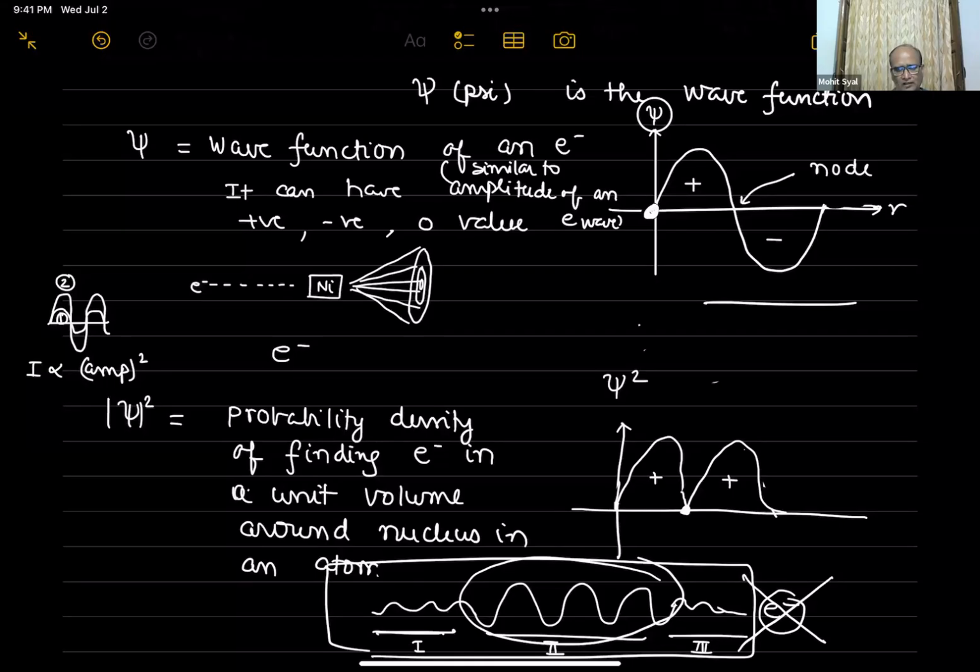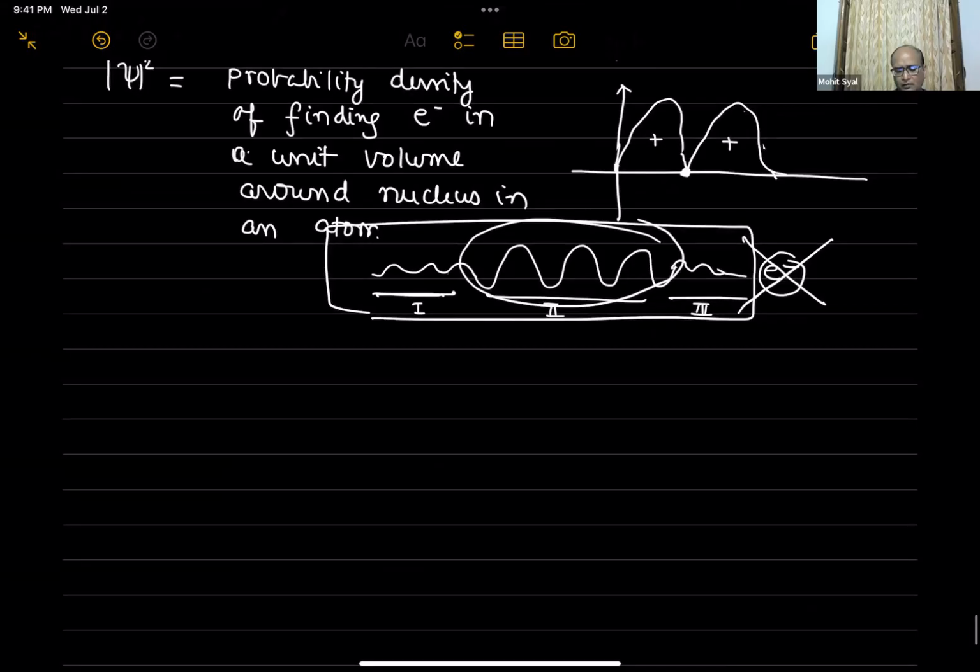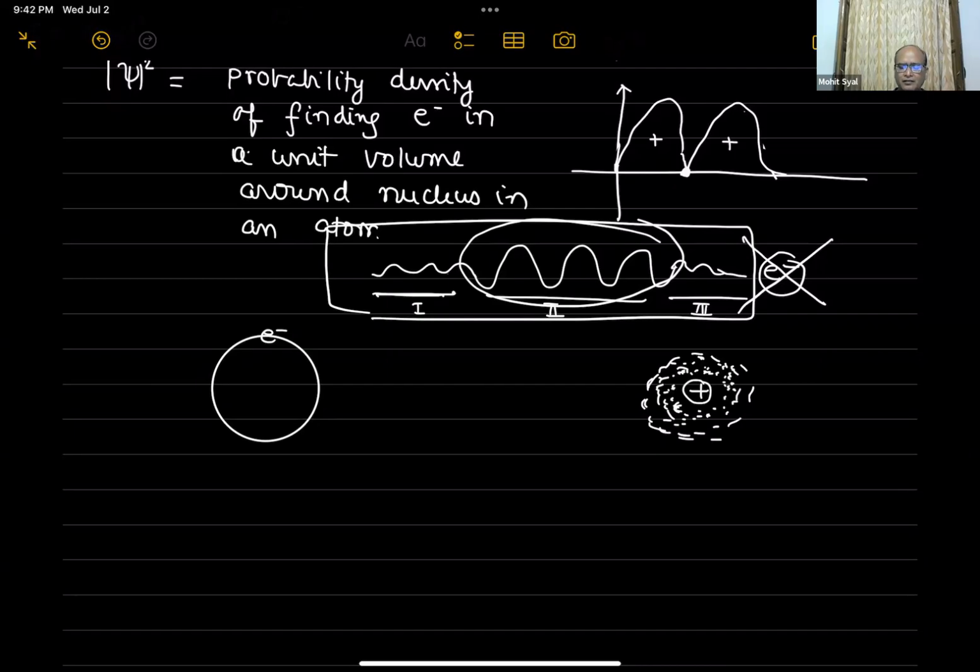Earlier we used to put the electron like this in an orbit. Now it is not the case. For an orbit, only the radius was needed. Now we need to put the value. So this is the nucleus, and we need to completely plot it by putting dots. These dots are more dense somewhere and rare somewhere else. So the shells are basically just dots.